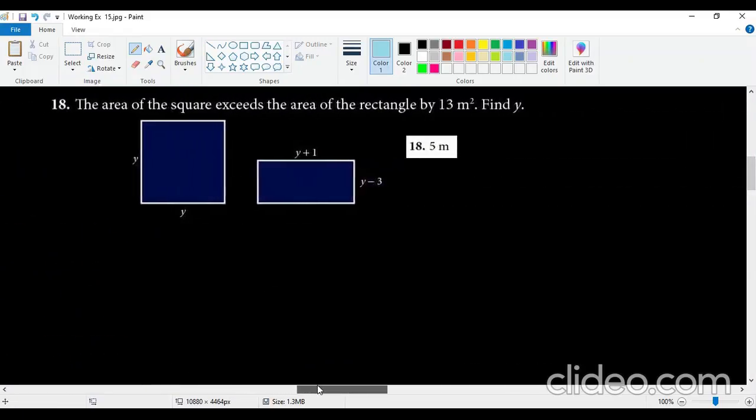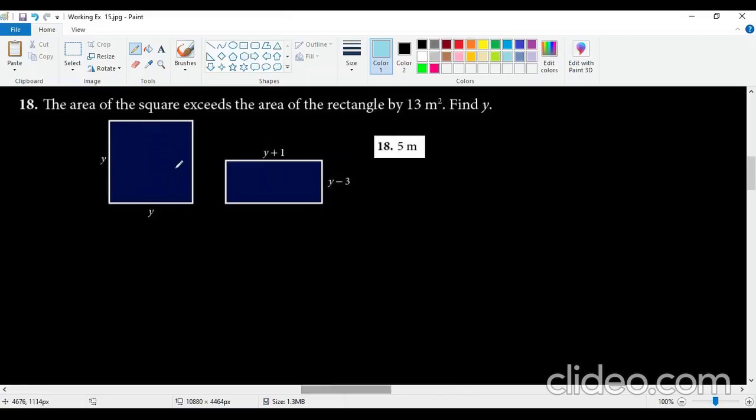Now, in here, there is a bit of understanding required. The answer is 5. Let's read the question first. The area of a square exceeds the area of a rectangle by 13.